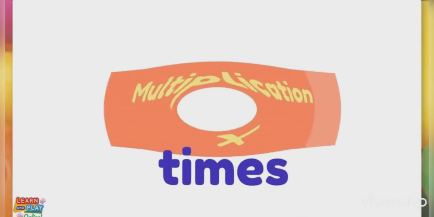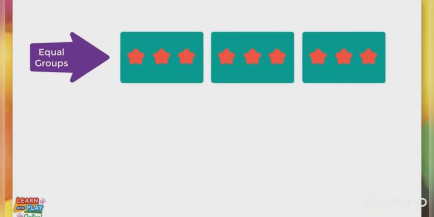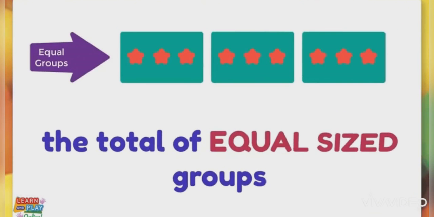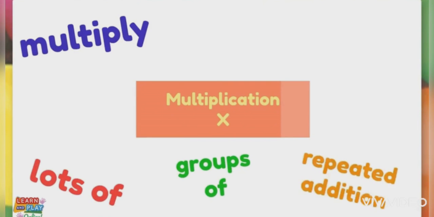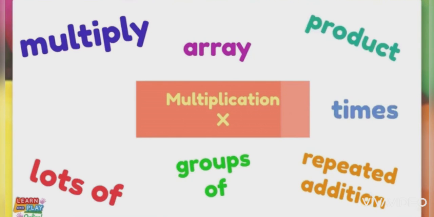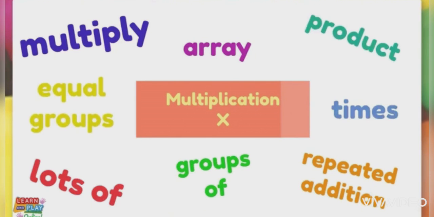If we talk about multiplication, we will use the letter X as a symbol, which means times. Multiplication means the total of equal sized groups. To talk about multiplication, we can use some keywords, which are multiply, lots of, groups of, repeated addition, array, times, product, and equal groups.